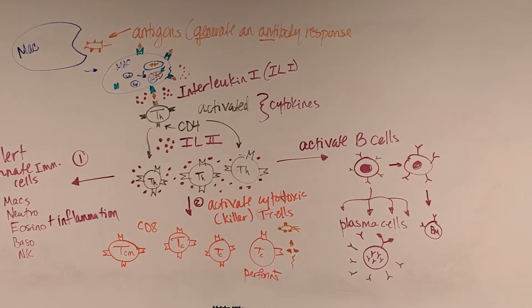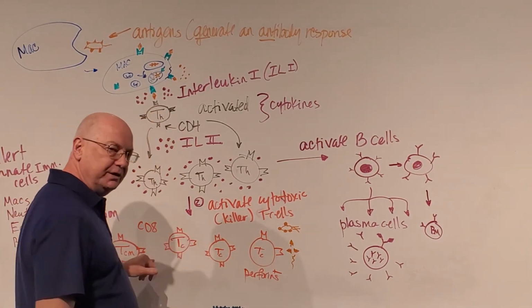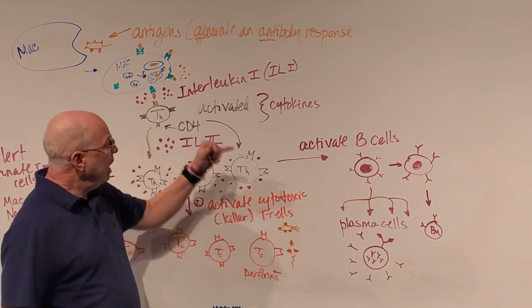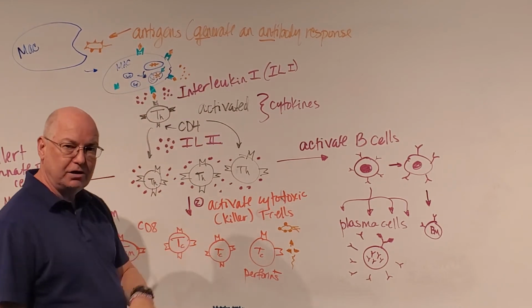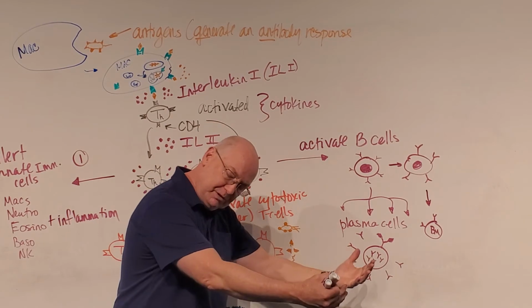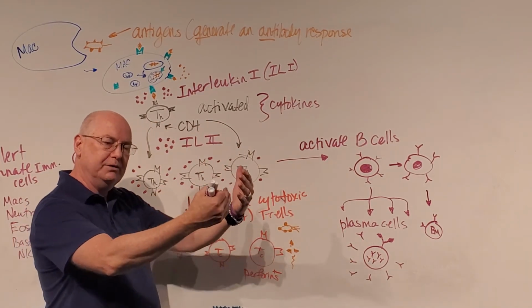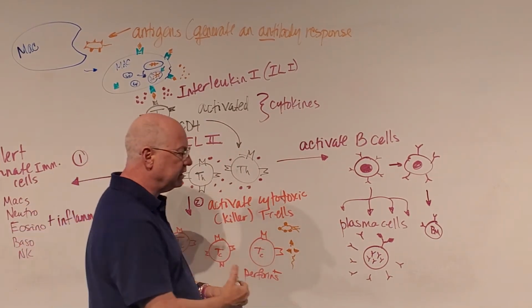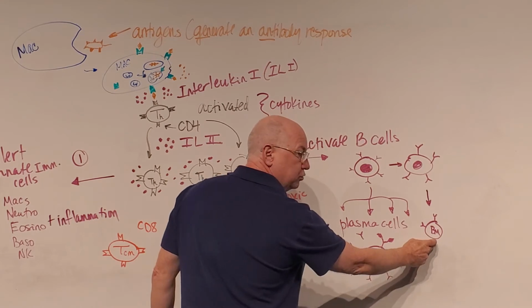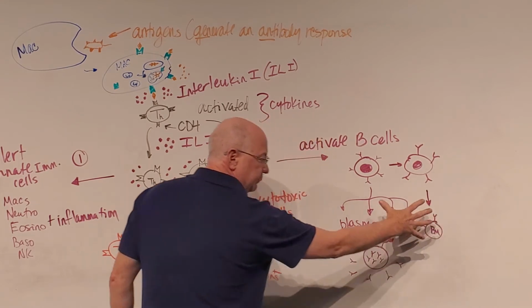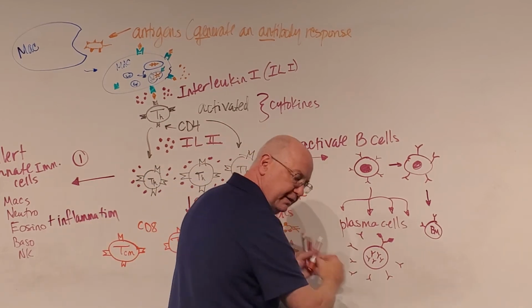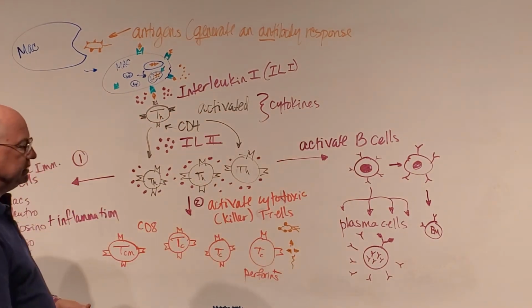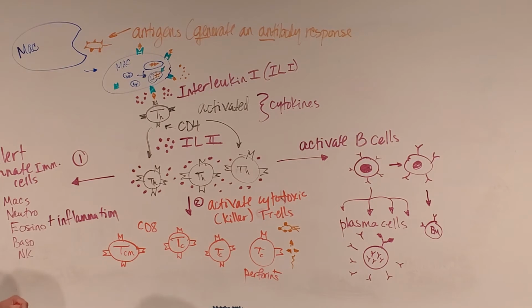Great. The B memory cells, like the T memory cells, stick around and remember that specific foreign invader that kicked this whole process off. And if that specific foreign invader gets wiped out but tries to re-enter the body a second time, these memory cells will recognize it, massively divide, some will differentiate into plasma cells, and they'll release antibodies against that specific foreign invader.